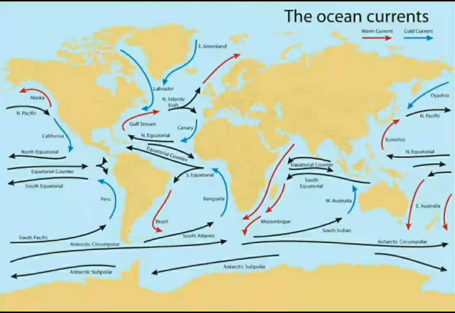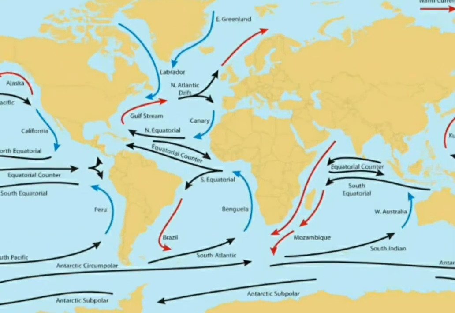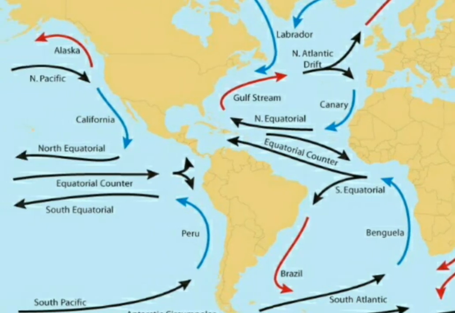In this video, I will tell you about the ocean currents. The red color denotes the warm currents and the cold currents are denoted by the blue colors. So we will discuss all the warm and cold currents in this video. So let's move on to the Pacific Ocean first. Then we will see the currents in the Pacific Ocean.